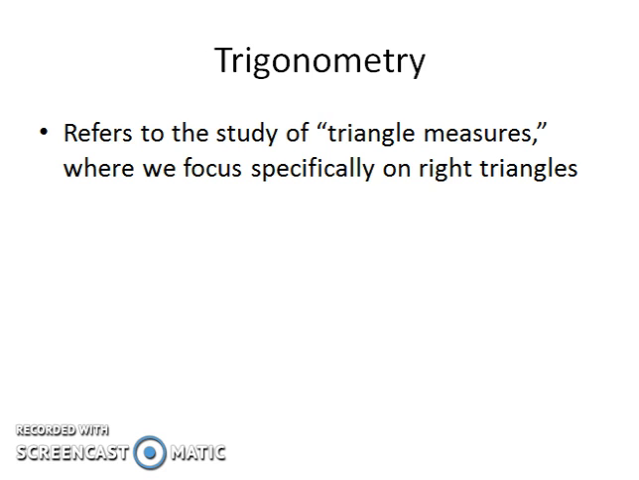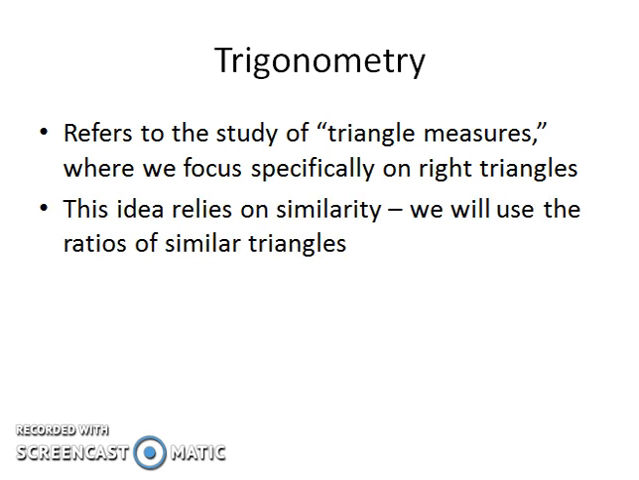We're going to focus on trigonometry though, and it's going to use that idea of similarity as we move forward. So this refers to the study of triangle measures. We will focus specifically on right triangles. All the triangles we do in this section are still right triangles, keeping with the same theme. We've been doing the Pythagorean theorem, the 45-45-90, 30-60-90 triangles, all right triangles. So this idea is going to rely on similarity. We're using the ratio of similar triangles to help us solve for more missing sides.